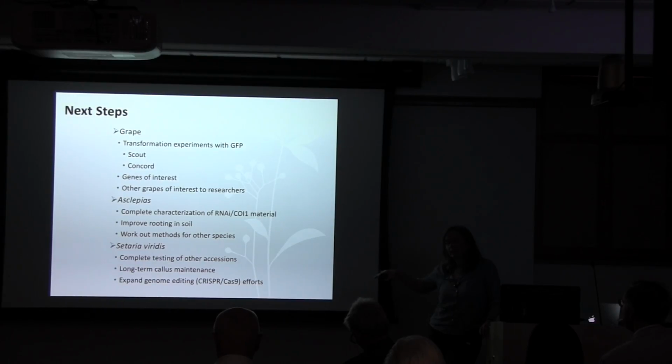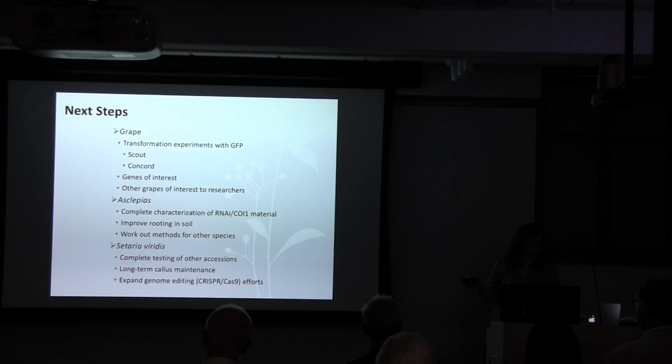process. And we're going to expand our genome editing efforts. So right now we're just using it for mutagenesis to knock out genes, but we're looking at some of the new CRISPR technologies that have come along to activate endogenous genes and do some gene replacement in those systems. And we're doing that both in Setaria and in tomato as well.